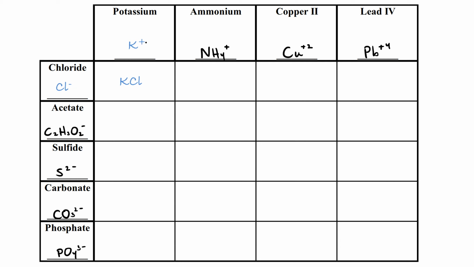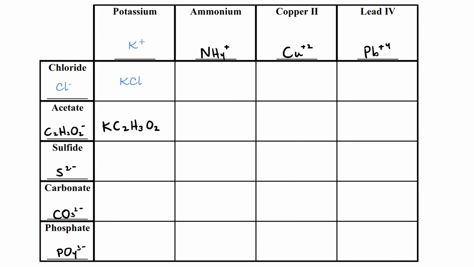Potassium has a +1 charge. Acetate has a -1 charge, so when potassium and acetate bond with each other, the overall net charge will be equal to 0. So we can write this first compound as just KC2H3O2.